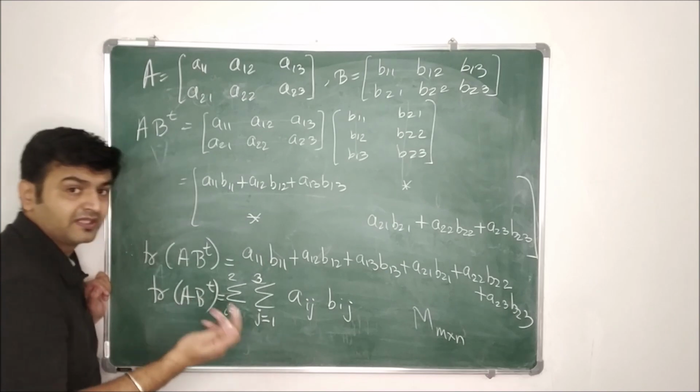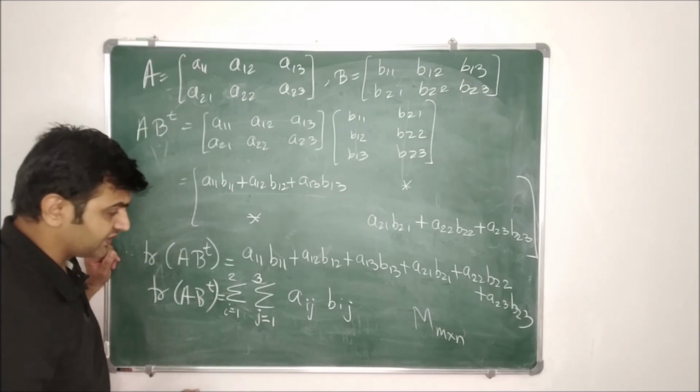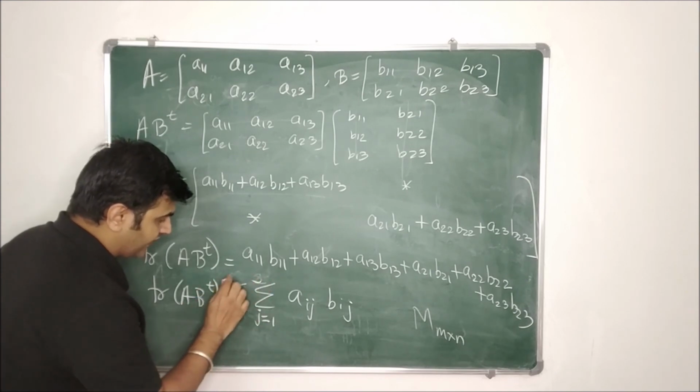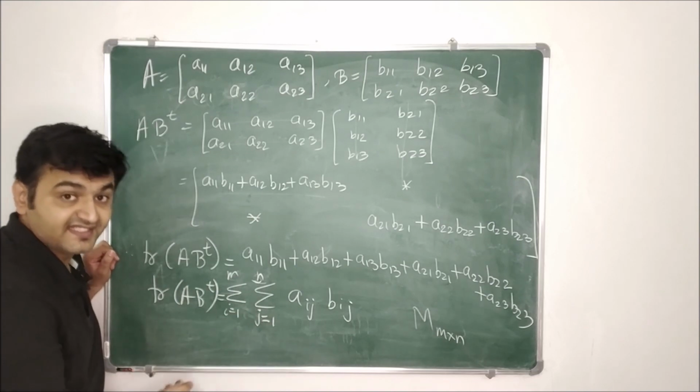Okay, the rest is the same thing. Whatever I am going to do for 2 cross 3, the same thing holds for m cross n. So this will change to m and this will change to n. So my suggestion is to give a try for this as well.